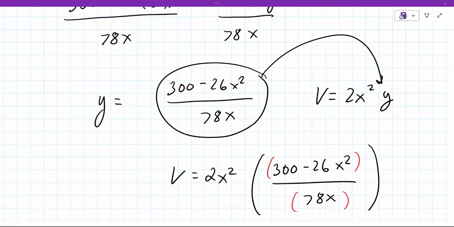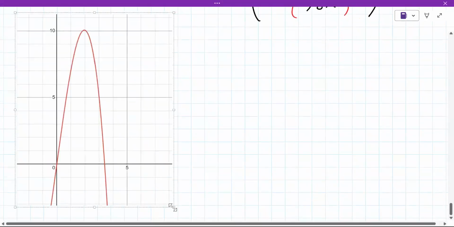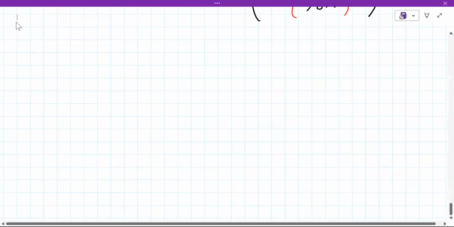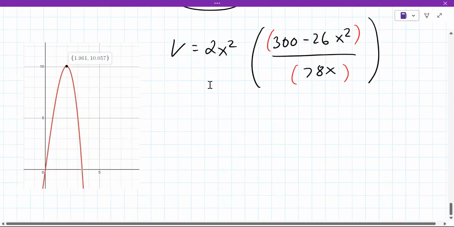Okay, let's see. Volume. That's a fun equation, 2x squared. Yeah. Oops, that's not gonna help. We need that point. That's when you graph it, it does have a max.